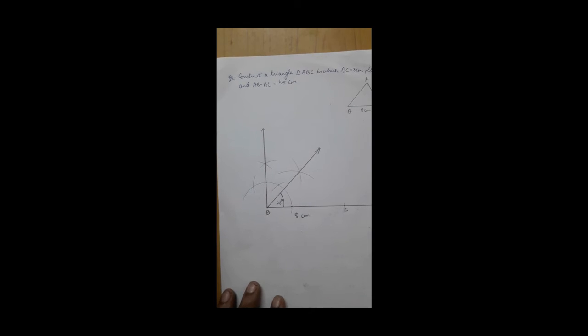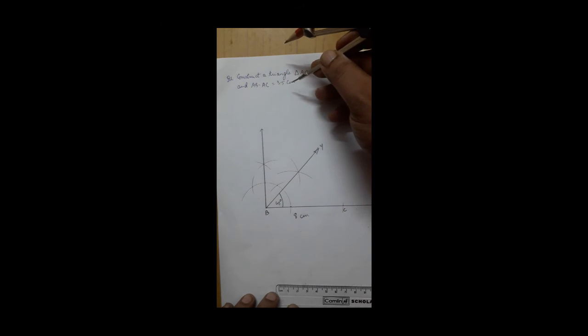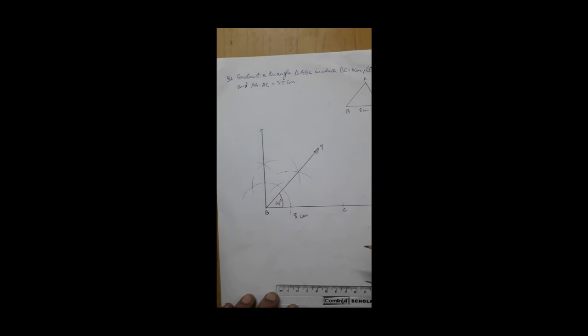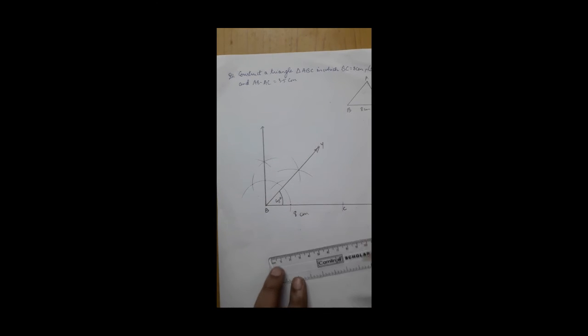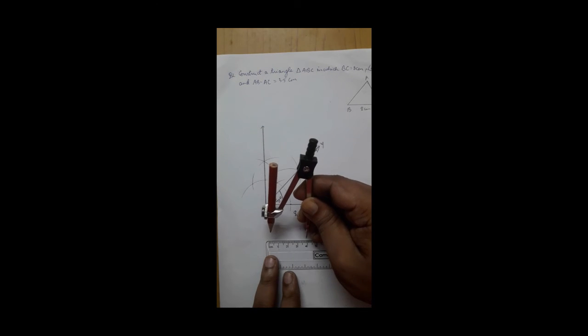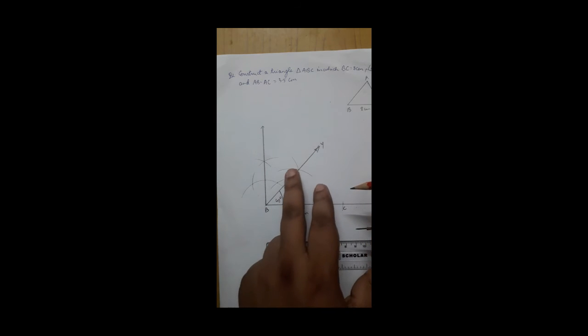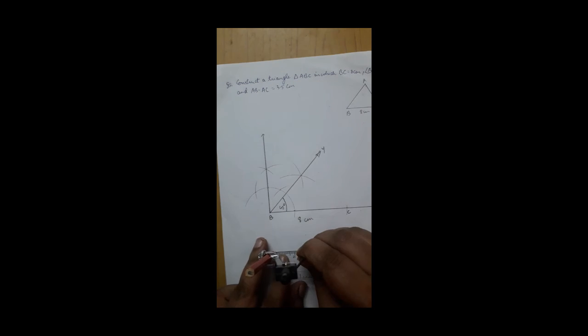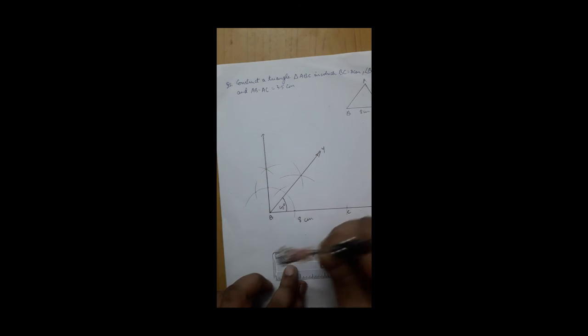Alright, now that we have drawn this line, we'll mark this as Y. Just like in the previous diagram where the sum of two sides gave us a particular length, here the difference of two sides gives us a length 3.5 centimeter. So we'll measure 3.5 centimeters with our scale, with our compass, and we'll cut an arc on this line.